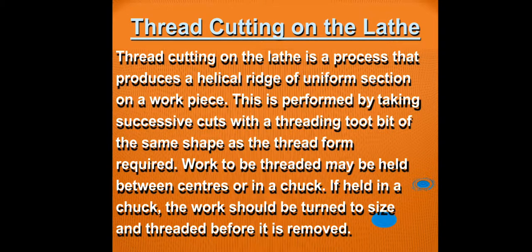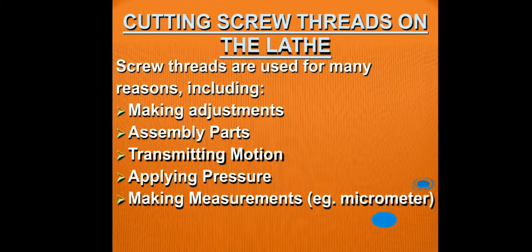And thread cutting on the lathe. So this is an important thing when you are going to do external thread cutting. We can easily do it in a lathe machine. Thread cutting on the lathe is a process that produces a helical ridge of uniform section on a workpiece. This is performed by taking successive cuts with a threading tool bit of the same shape as the thread form required. Work to be threaded may be held between centers or in a chuck. If held in a chuck, the work should be turned to size and threaded before it is removed.